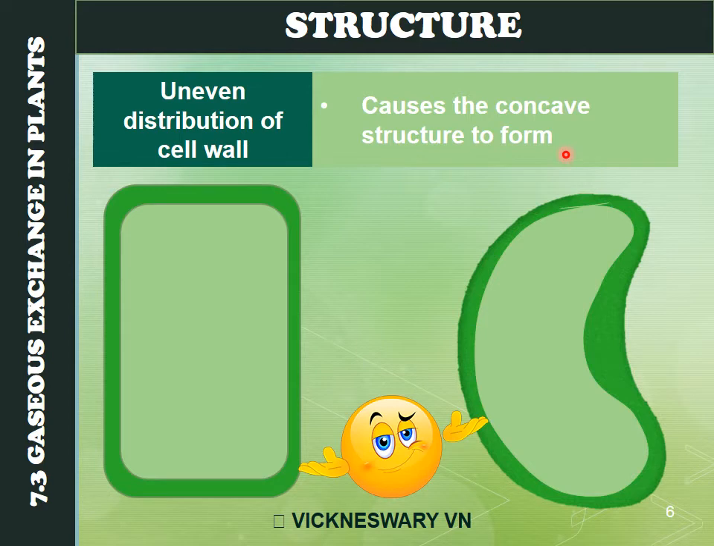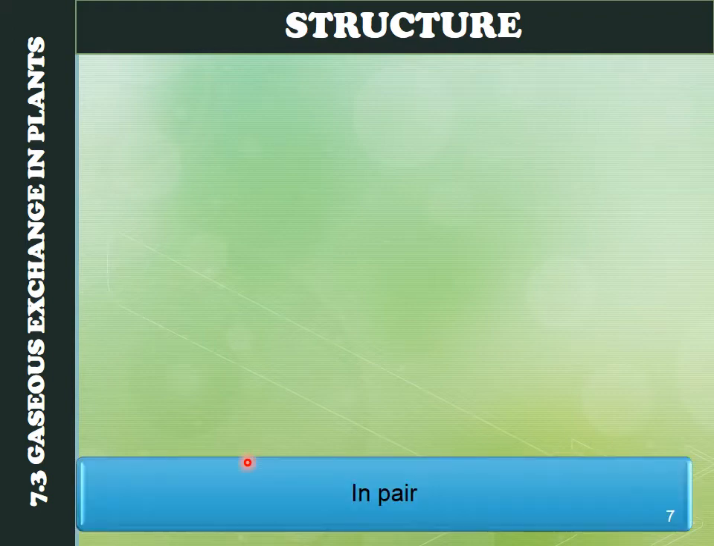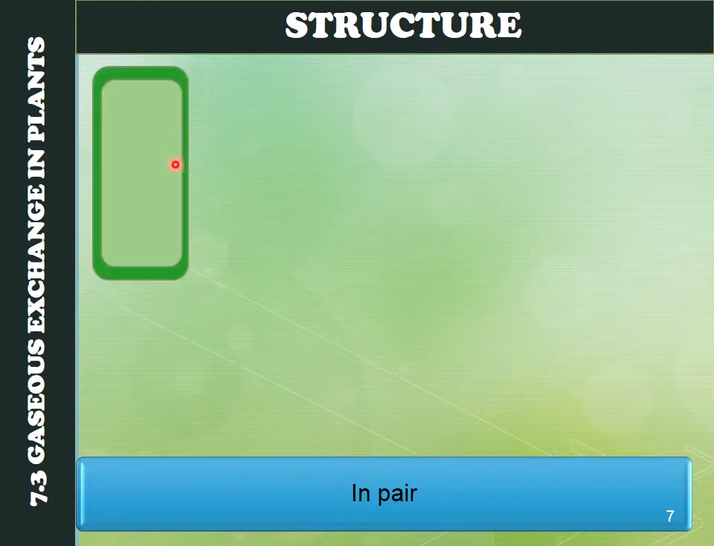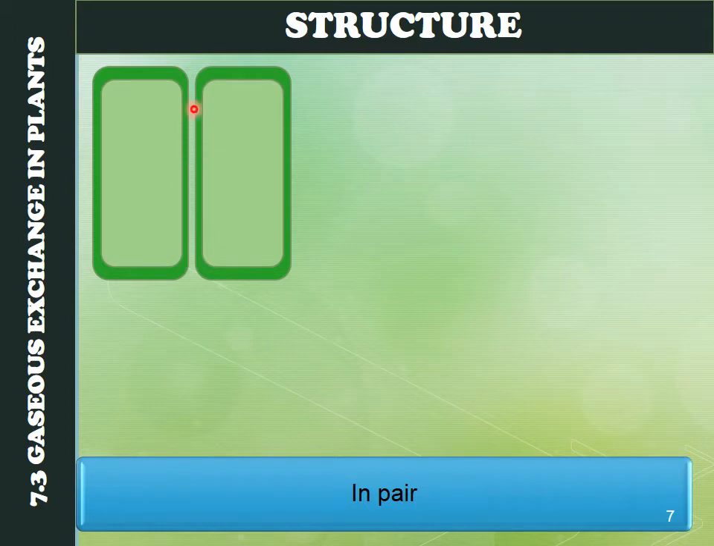So, what is the benefit of having this different structure? Let me show you the importance of having the kidney shape. For a guard cell to function as a stomata, it must be a pair. Now imagine if the guard cell was like all epidermis cells, that is rectangle in shape. By being a pair, there is nothing significant in the space between the two cells.